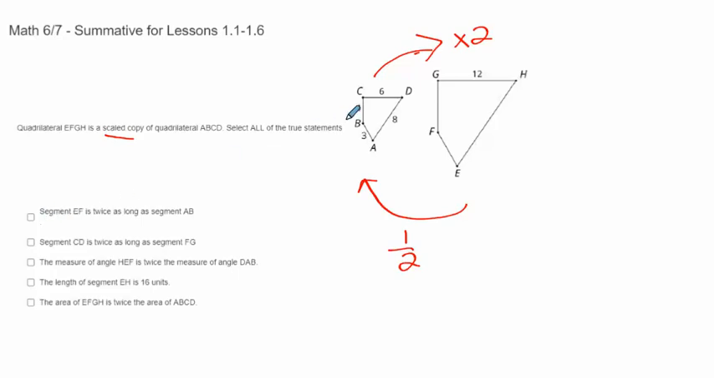Segment EF is twice as long as AB. So it says that this one is going to be twice as long as this one. Yes, because I'd be doubling it. That's true. All right, next one says that segment CD is twice as long as FG. Well, first of all, that's not even the same segment. So nope, that won't work.